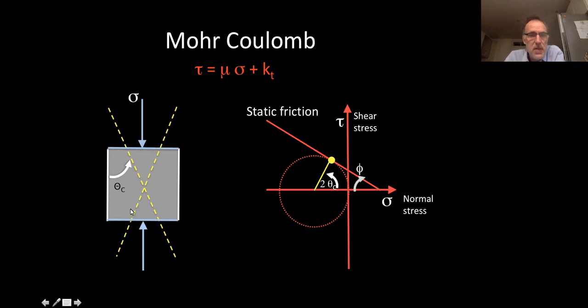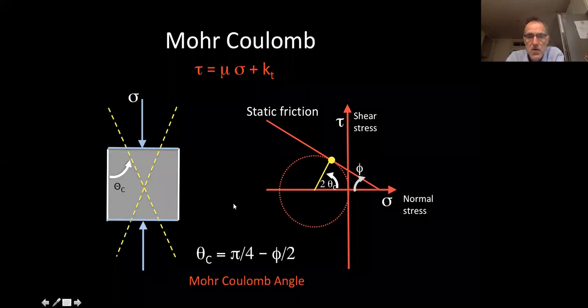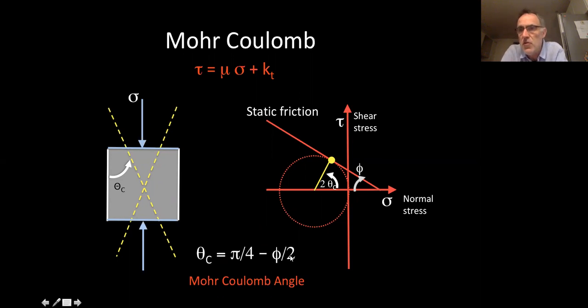The fracture angle that results from such a rheology is shown here with the dashed yellow line, and is somewhat lower than 45 degrees. Now, you can predict the fracture angle from this simple theory geometrically, and this angle theta is equal to pi over 4 minus phi over 2, where phi is the internal angle of friction.